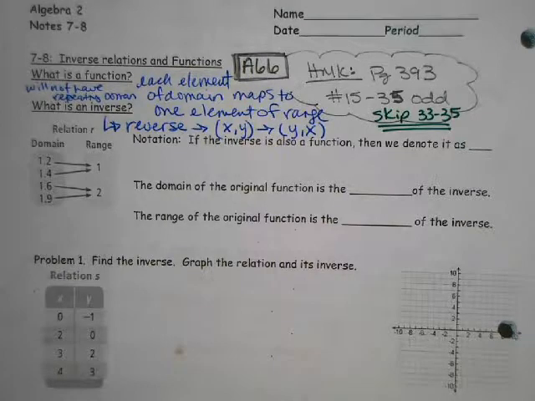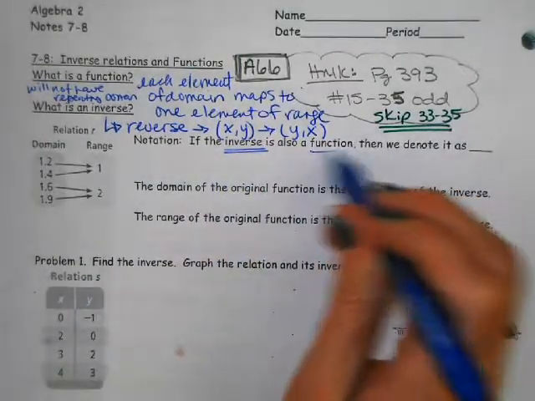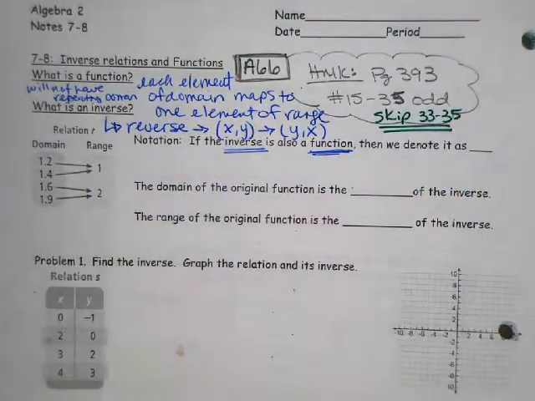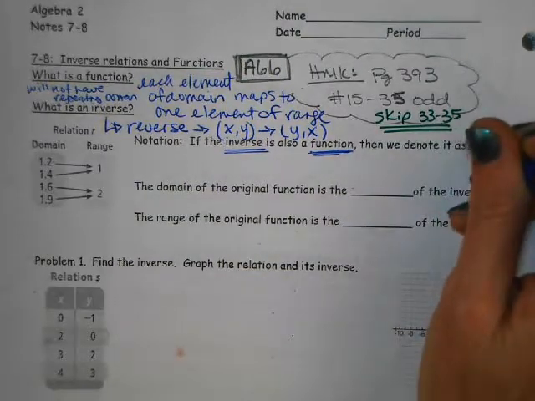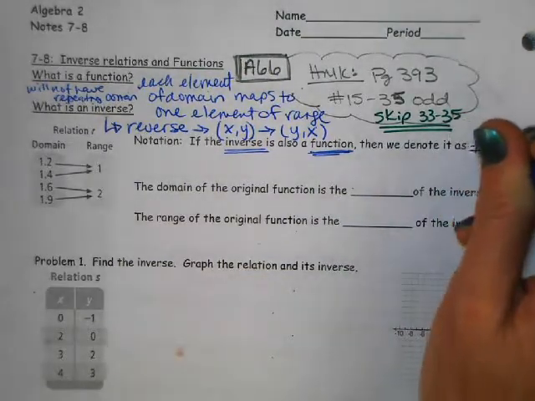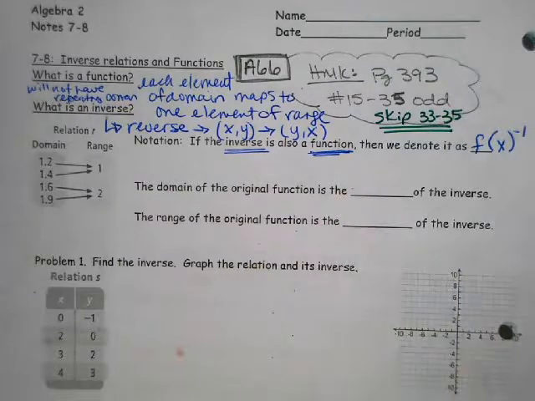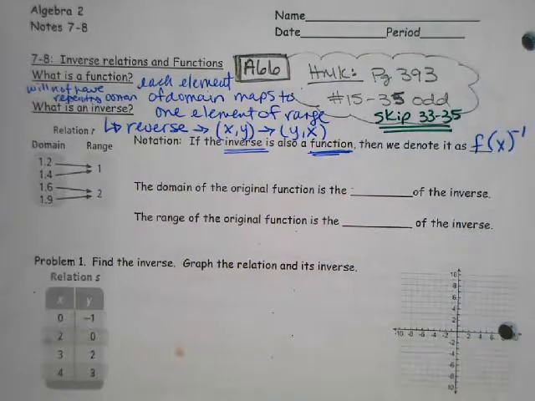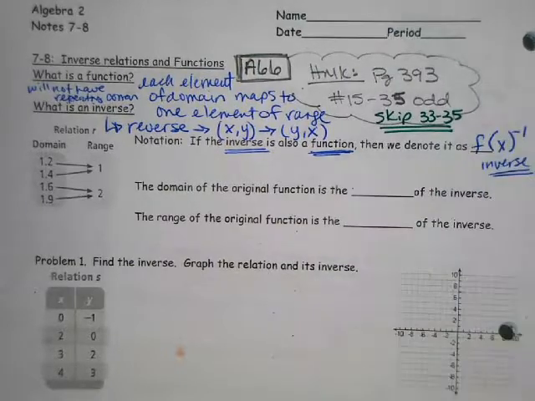It's just FYI, my note sheet's a little bit different than yours. If the inverse is also a function, meaning that once I flip it I don't have any repeating values, we're going to denote this as f of x to the -1. So if you see f of x to the -1, that means you're talking about its inverse.